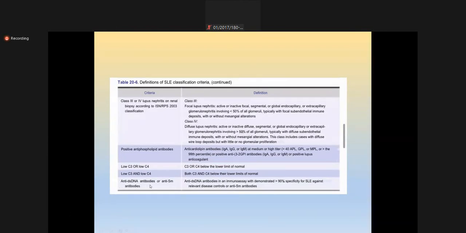Then anti-dsDNA, anti-double-stranded DNA antibodies, or anti-Smith antibodies, these are basically specific antibodies for SLE. We usually get more than 90% specificity for SLE, right?